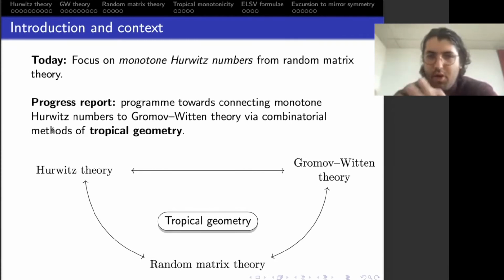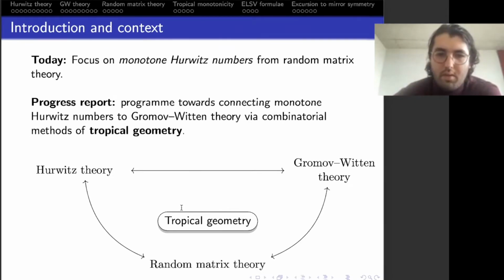I summarized the goal of the program in this figure here. I have Hurwitz theory, the theory of Hurwitz numbers, Gromov-Witten theory, and random matrix theory. The goal is to use something that is called tropical geometry, which provides combinatorial methods to study problems in algebraic geometry, to connect all these three fields with each other. This is a larger program, and lots of people are working on this. On the general connection between Hurwitz theory, random matrix theory, and Gromov-Witten theory, my contribution is using these combinatorial methods from tropical geometry. What this gives, we will see later on in the talk.